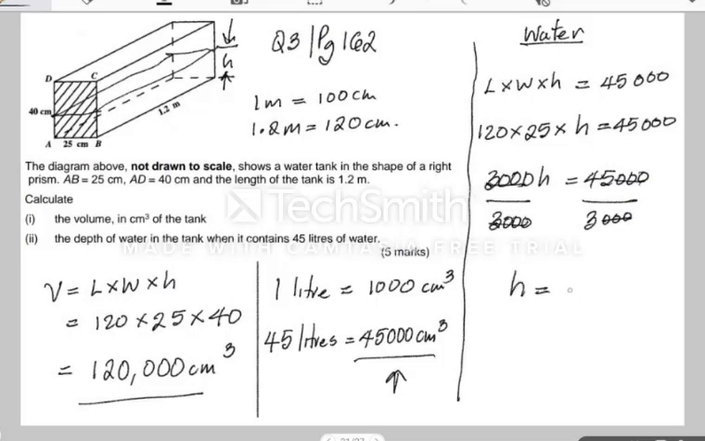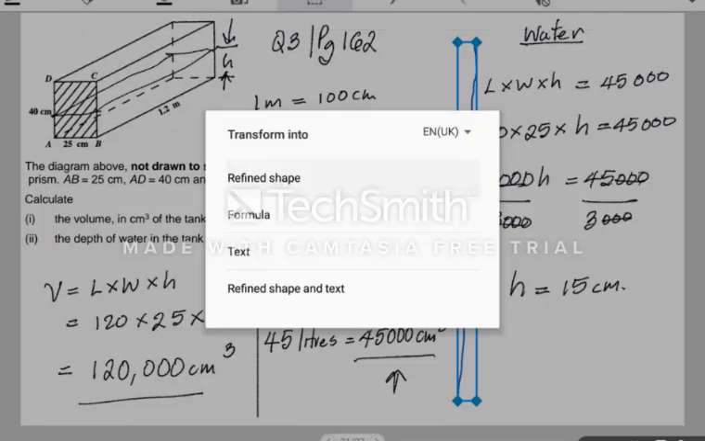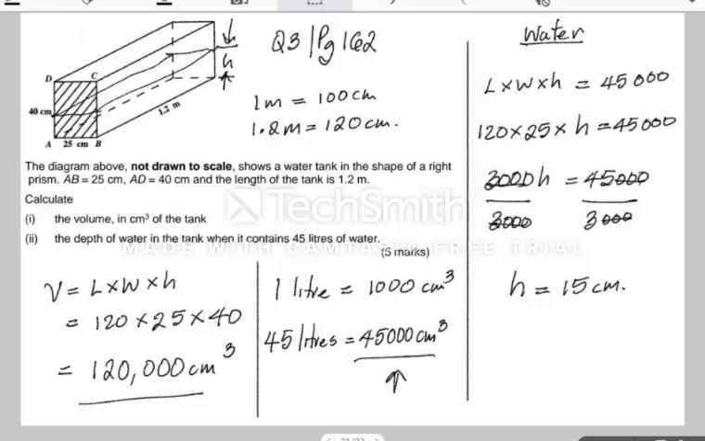The height of water in the tank is 15 centimeters. All right. So we're not really surprised with this answer. And the reason we're not surprised is because, for starters, the tank has a capacity of 120,000 centimeters cube, and the amount of liquid in the tank is what? 45,000, which is less than half.